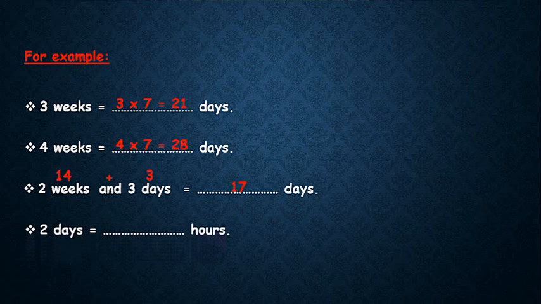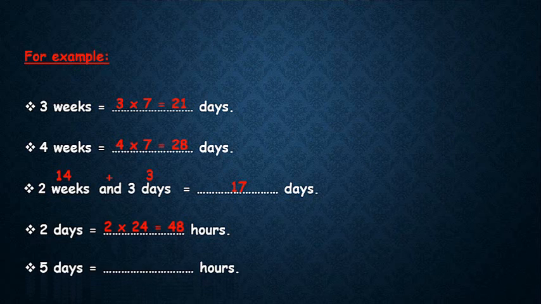2 days equals dots hours. I want to know how many hours in 2 days. We know that 1 day equals 24 hours. So we are going to make 2 times 24. It will be 48 hours. So there are 48 hours in 2 days.